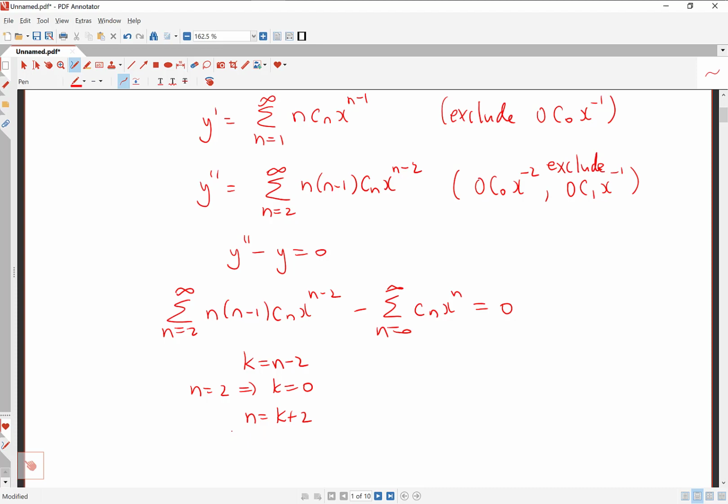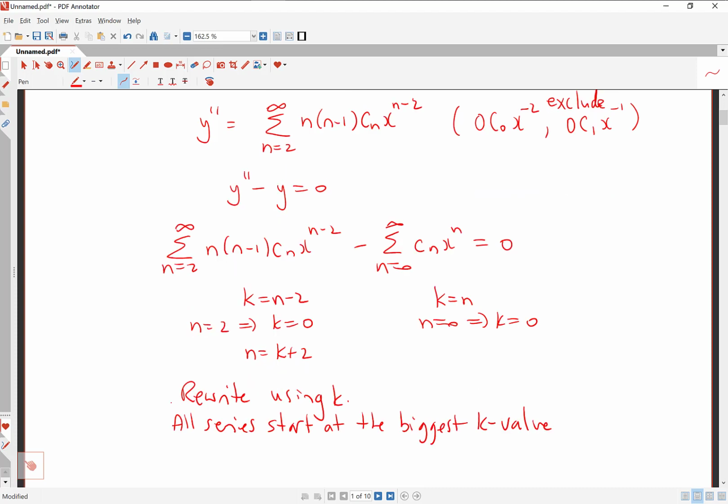Same kind of idea for the second series. k is just the name we're giving to the exponent. So for that series, k is equal to n. If n equals 0 is our first term in our series, that means k equals 0 will be the first term in the new series when that gets rewritten in terms of k. So the plan now is to rewrite both series using k, and the rule is that all series are going to start at the biggest k value.